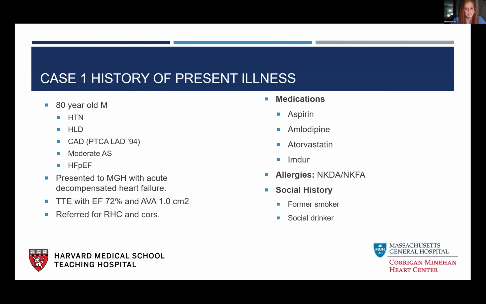So case one, we have an 80-year-old male, history of hypertension, hyperlipidemia, coronary disease, prior PTCA to the LAD in 1994, moderate AS, HFpEF, who came to MGH with acute decompensated heart failure. Echo showed an EF of 72% with an aortic valve area of 1. Referred for right heart cath and coronary angiography at that time. Medications are listed for your review. Allergies, no known allergies, and a former smoker and a social drinker.